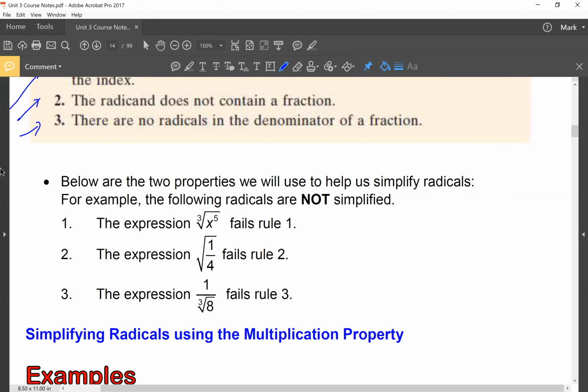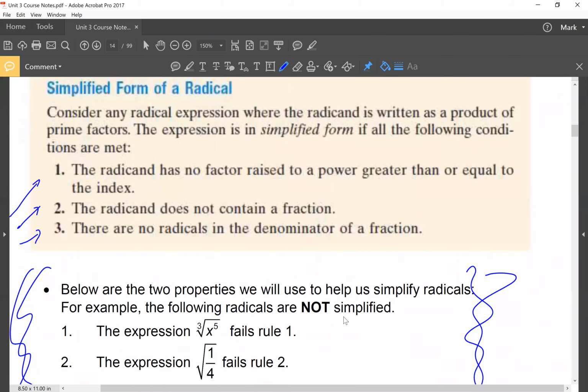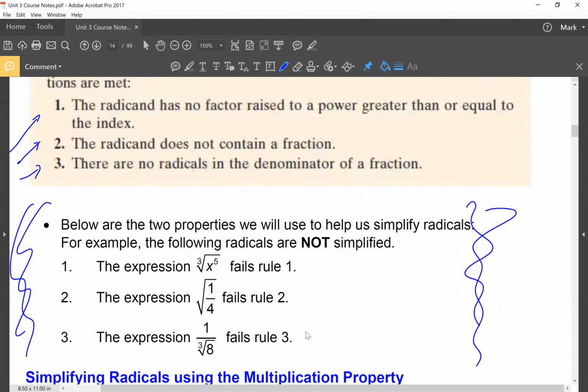If you look at this example here, there are three different examples. The expression, the cube root of x to the 5. This fails rule number 1. It's not simplified. The radicand has no factor raised to the power of the index. So this is not simplified because this x is raised to a power. Simplifying this would be x to the 5/3.